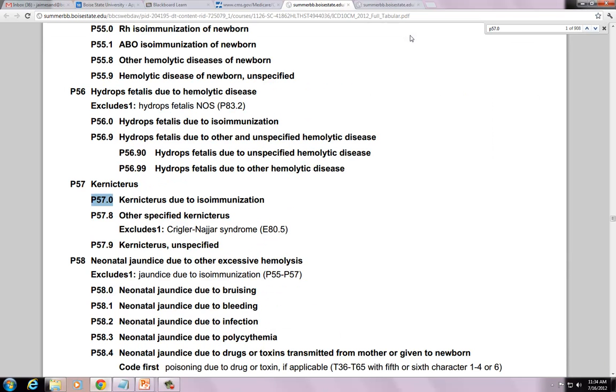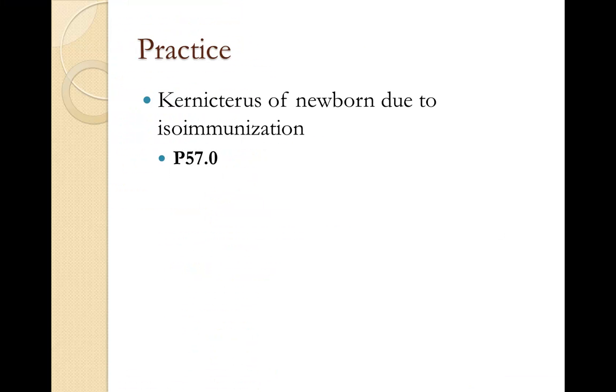And we can take a quick look at that in our tabular. Make sure we're in the right spot. Again, kernicterus due to isoimmunization. So we're good there. Get P57.0.